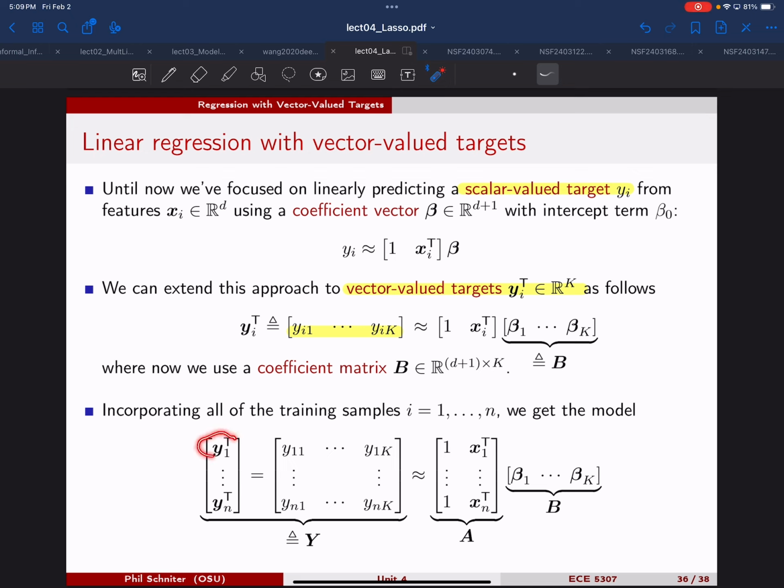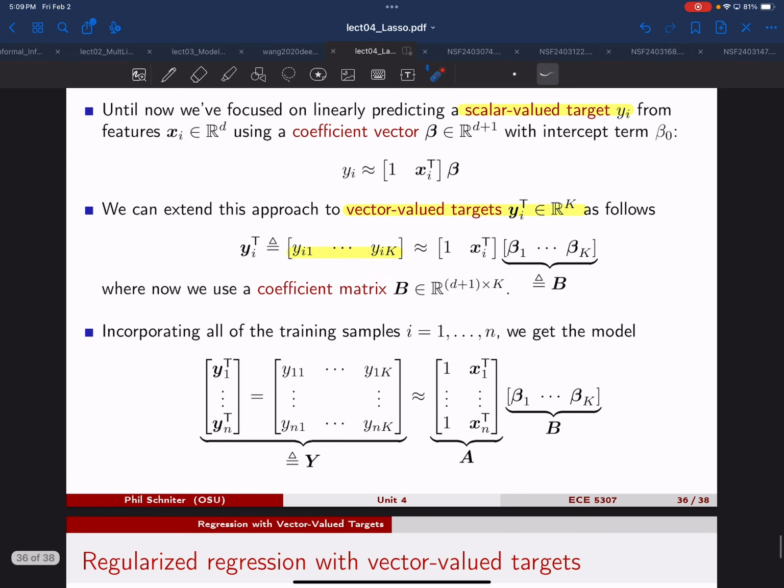We can stack these samples as rows in a matrix. We end up getting a Y matrix instead of a Y vector. The A matrix from before is identical. And then we just stack these column vectors, these betas, into a matrix we'll call B. There's no capital beta, so just call it B. So we just have matrix Y approximately equal to matrix A times matrix B. Okay, so this is the model that's used in the lab. So it's useful to know about this.